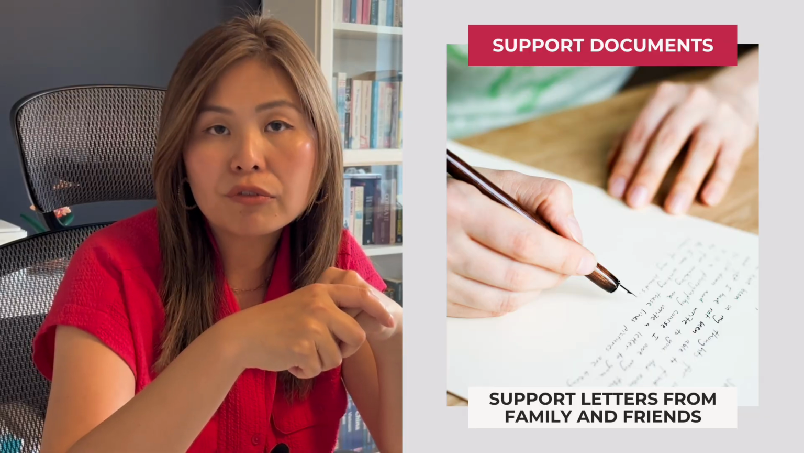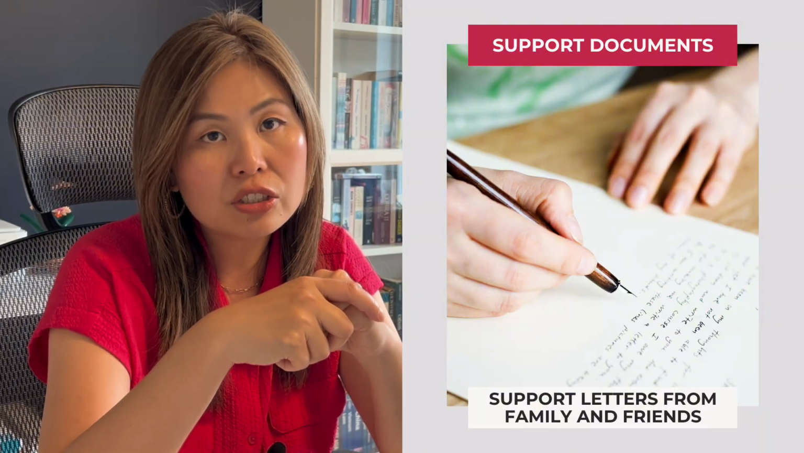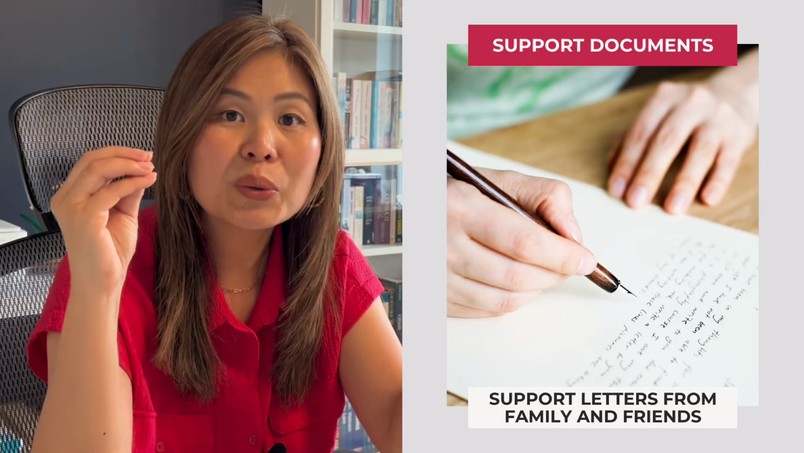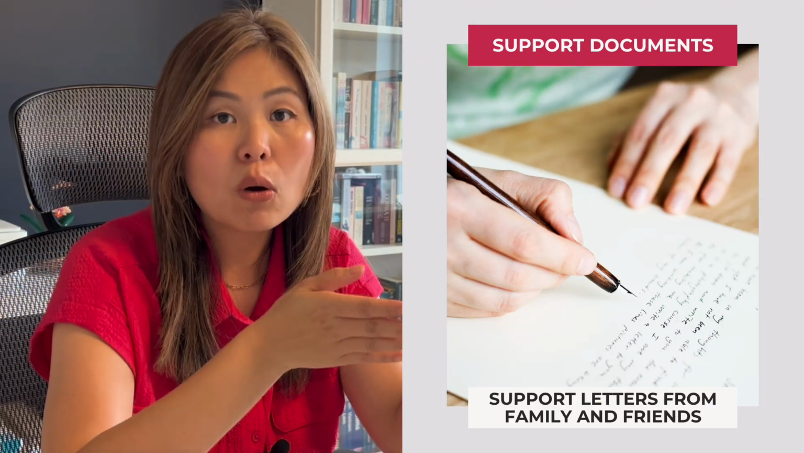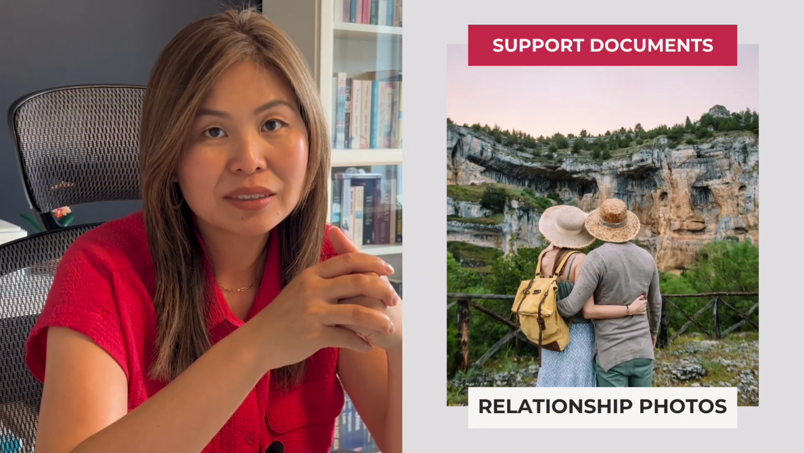So what else do we look at to support your application? You have support letters. Support letters are from family and friends who can be witnesses to confirm your relationship. And the important part of support letters is to show exact dates and events that your family member or friend has witnessed being together with you as a couple.